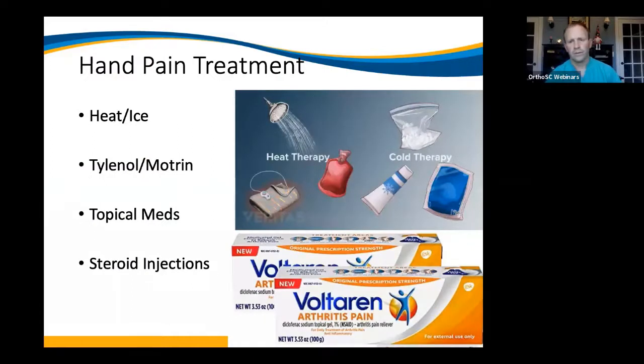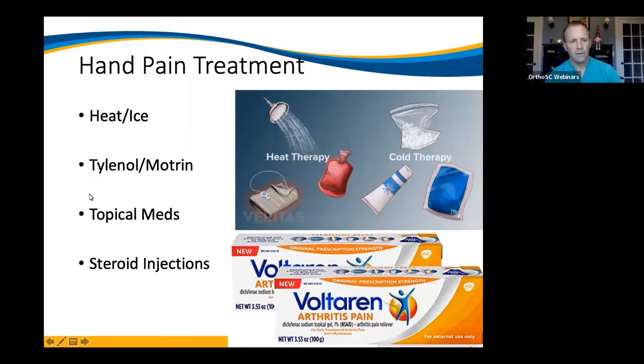So again, the most common treatments for hand pain, and these will be consistent over basically a lot of the different things that we're talking about. The braces, like we were talking about, heat and ice. So heat in the morning, and then ice at the end of the day if it's sore, to cool things down before you go to bed. That's the typical regimen that I recommend.